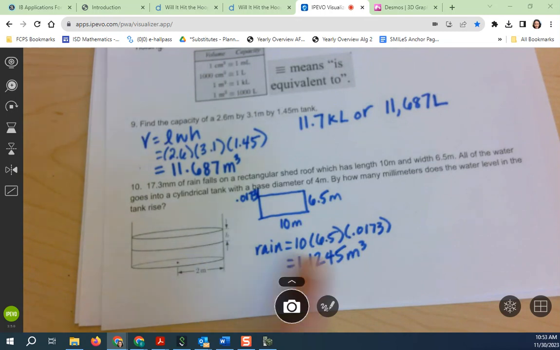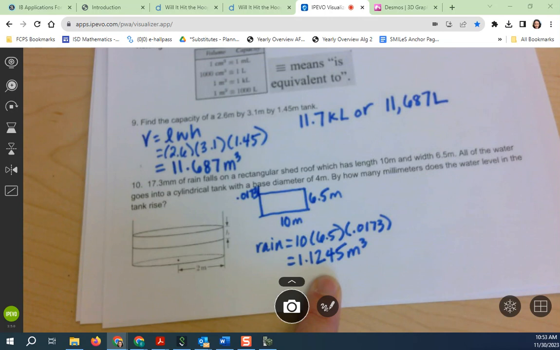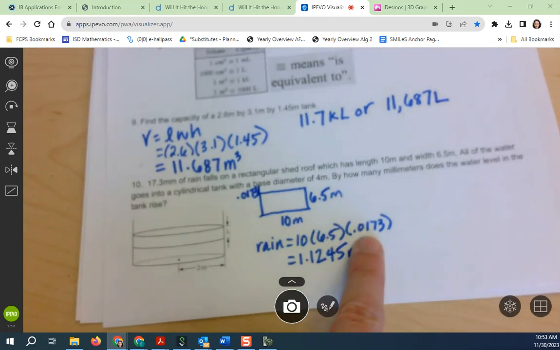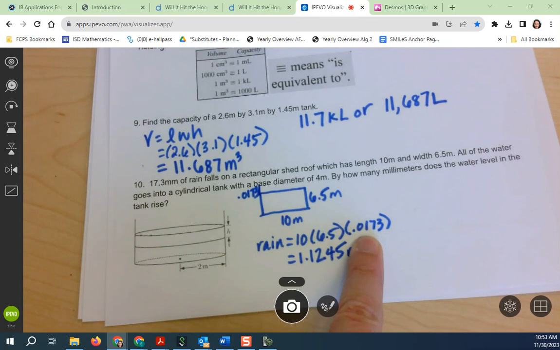Yeah. I actually just want to say I got something different. Mhm. I got 11.245. Did you put a 0 in here? Did you do 0.0173? I did 0. Oh wait, that's what I meant. Okay. Thank you for telling me though, because I count on you guys checking me.